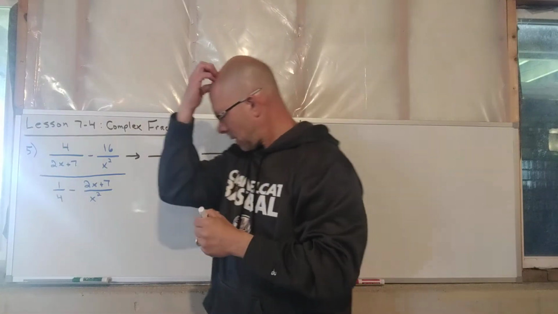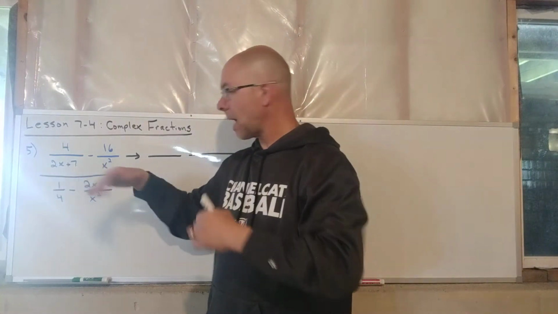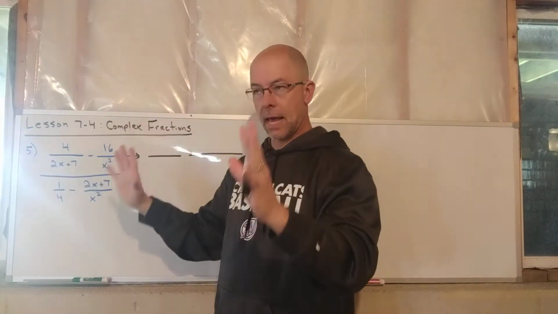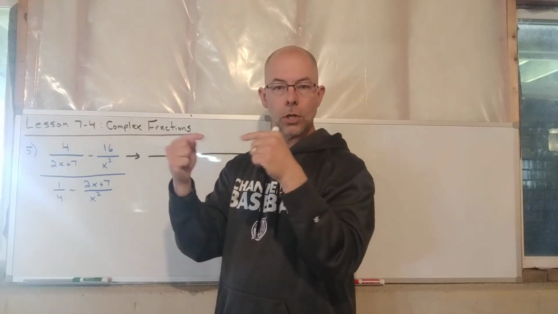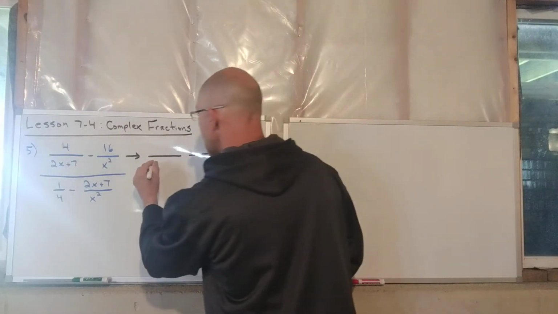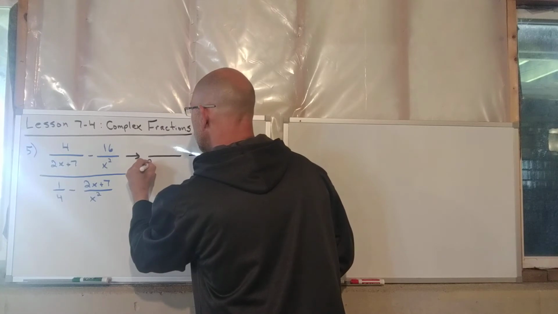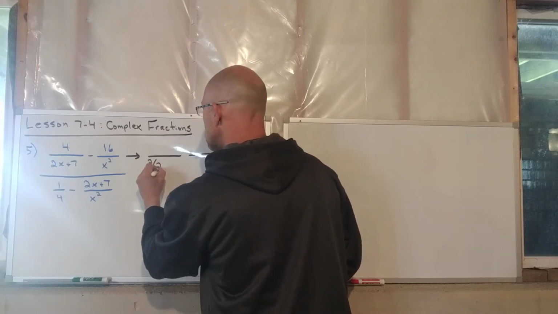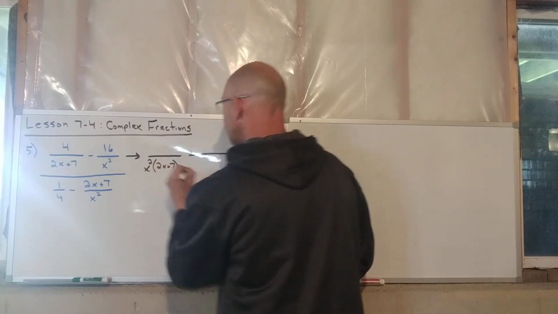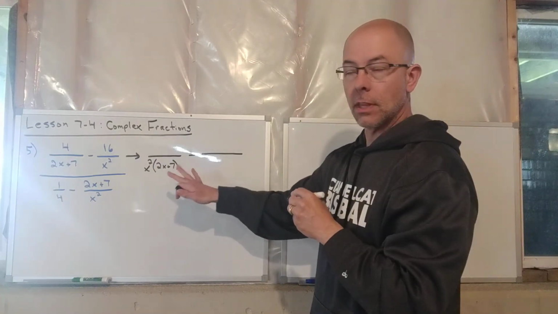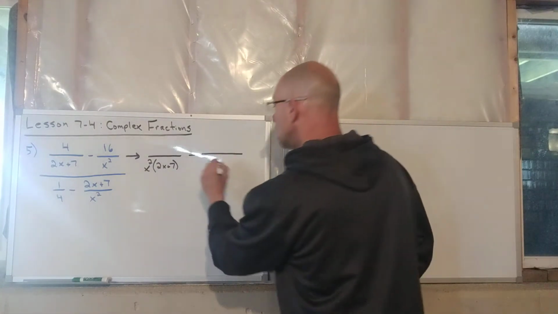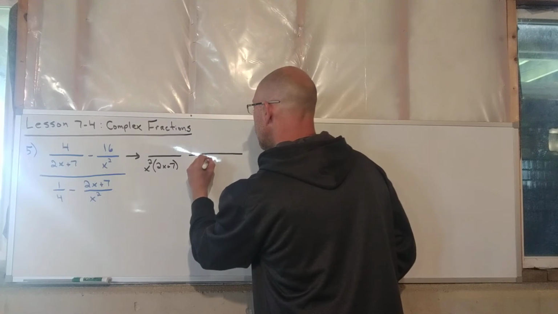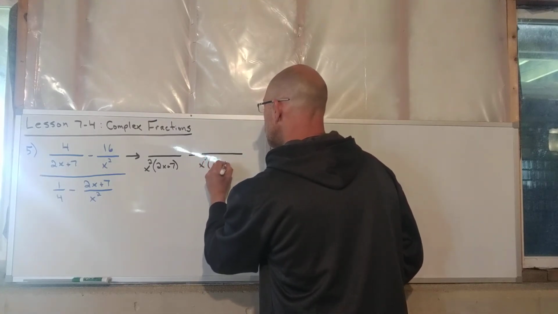Now once again, the denominators don't factor or anything, and the common denominator is the two just multiplied together. So it's going to be x squared times 2x plus 7. Not the nicest looking thing. Let's just roll with it here, people. So x squared times 2x plus 7.